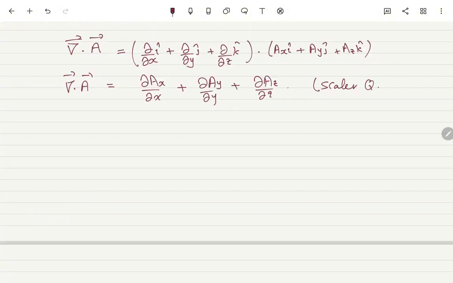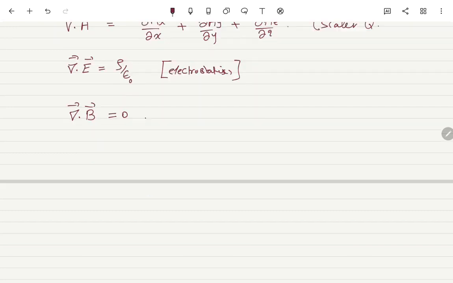A real example in physics is divergence E, this one here, equal to rho over epsilon naught, and this one here you will find in electrostatics. As another example in magnetism, divergence B, in this case, if it's equal to 0, that means there is no source or sink, and this is the fact that B is said to be solenoidal or divergenceless. Let's have an example.